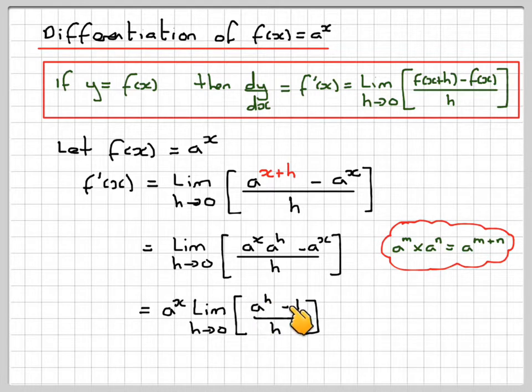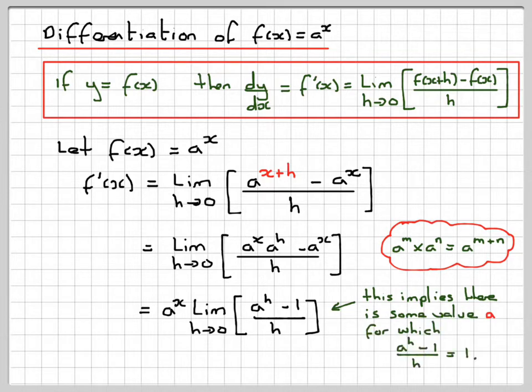Now, if we can find a value of a, so that when we make h very, very small, all of this is equal to 1, then when you differentiate the original function, you will end up with itself. So this implies there is some value of a for which a to the h minus 1 over h is equal to 1 as h goes to 0.